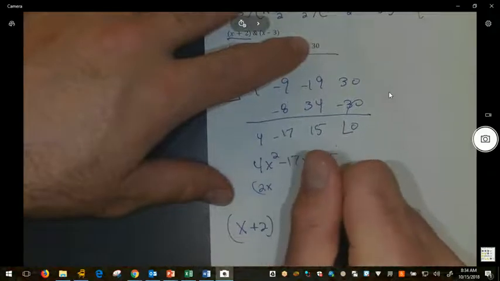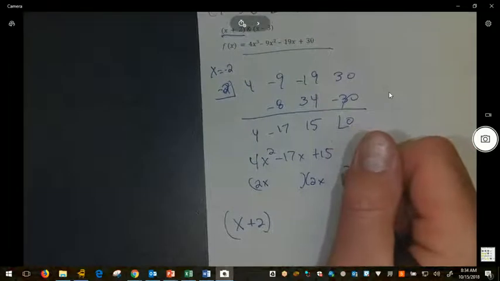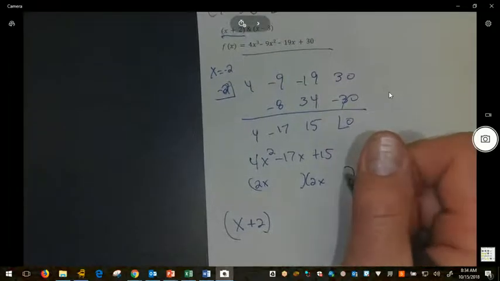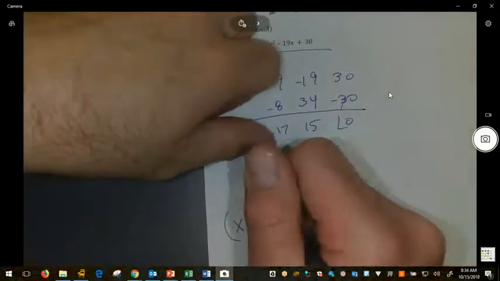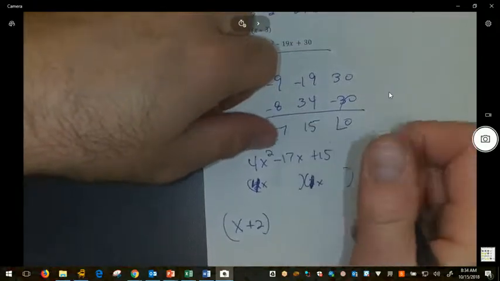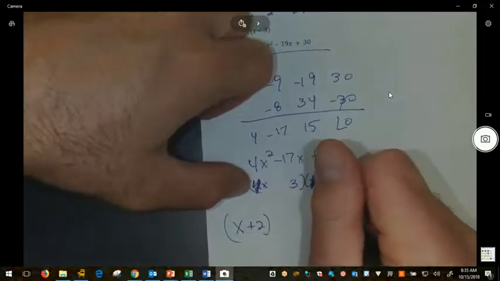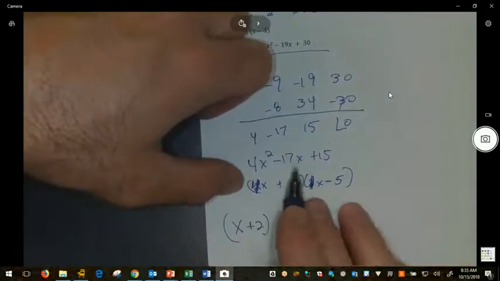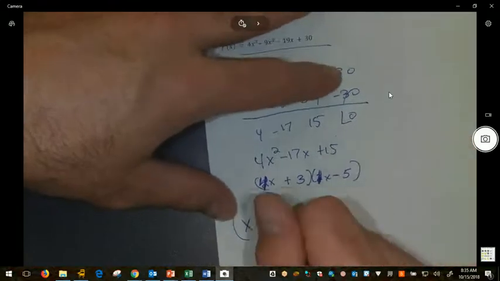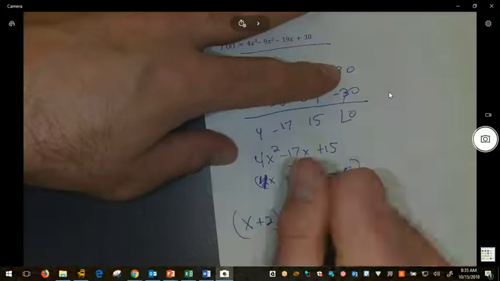I'm going to try 2x and 2x. I don't know that that's going to work. 5 and 3 would give me 15, but 3 would give me 18, so that's not going to work. So maybe I do try 4 and 1. And if I do 5, that's 20 and 3. So negative 20 and positive 3 does add to negative 17. So our other factors are 4x plus 3 and x minus 5.